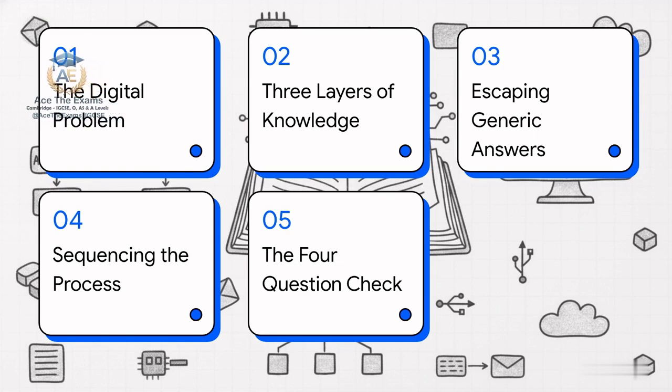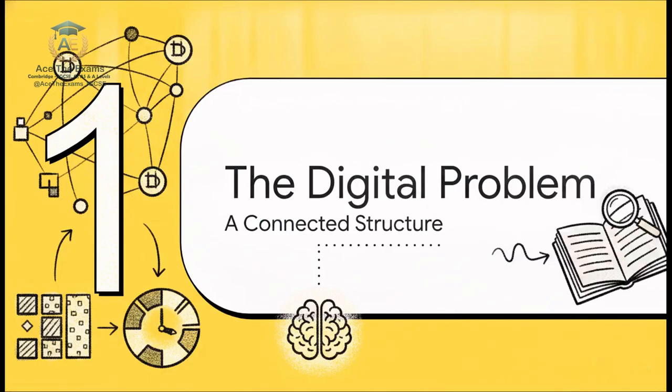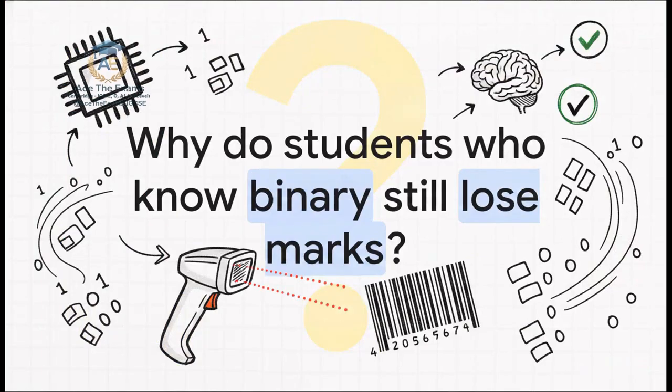We'll start with the digital problem, move into the 3 layers of knowledge, figure out escaping generic answers, tackle sequencing the process, and wrap it all up with the 4-question check. Let's kick things off with Section 1, the digital problem, or as I like to call it, the raw block of ideas. Now, you might be wondering, and it's a completely valid question, why do students who know exactly what binary is still lose marks?